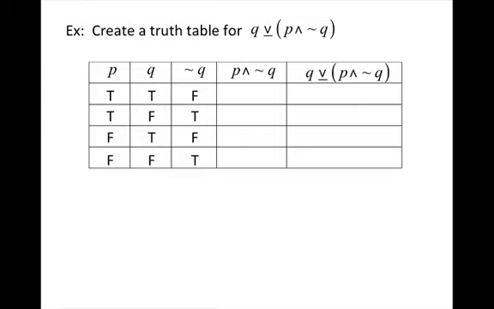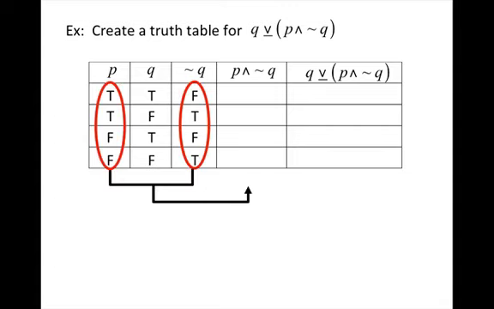Now I want P and not Q. So look at your P column and compare that to your not Q column. I'm joining these with an AND. AND is only true when they're both true. So P and not Q are both true in the second line. So I put a true in my second line and a false everywhere else. So P and not Q is false, true, false, false.